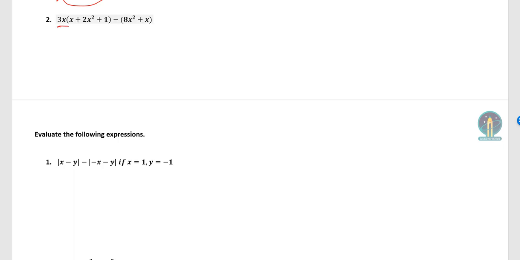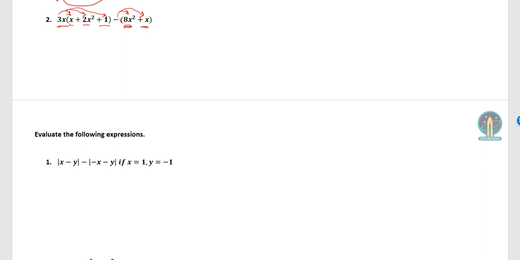Three x times parentheses x plus 2x squared plus 1 minus another pair of parentheses 8x squared plus x. So here I have to use the distributive property. So distribute the 3x to the x, and then distribute the 3x to the 2x squared, then distribute the 3x to the 1. And then subtract, and this is the equivalent of minus 1 times that pair of parentheses. So I want to distribute this also before writing these two terms outside of the parentheses.